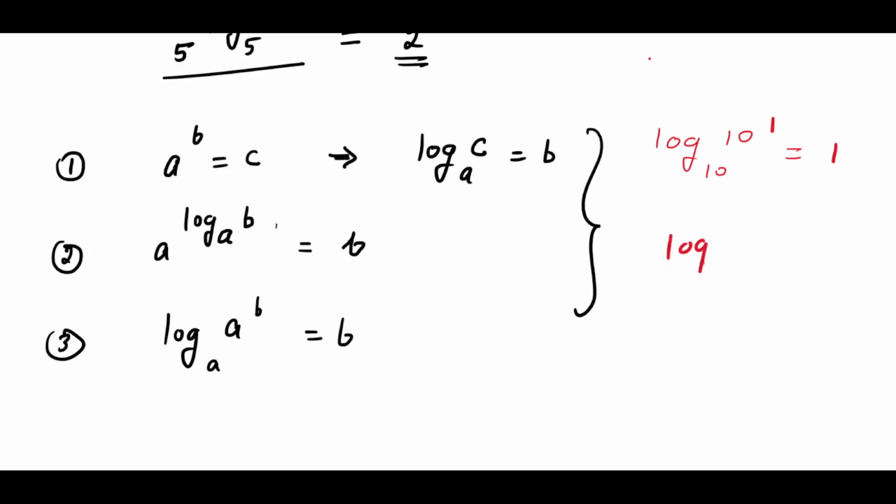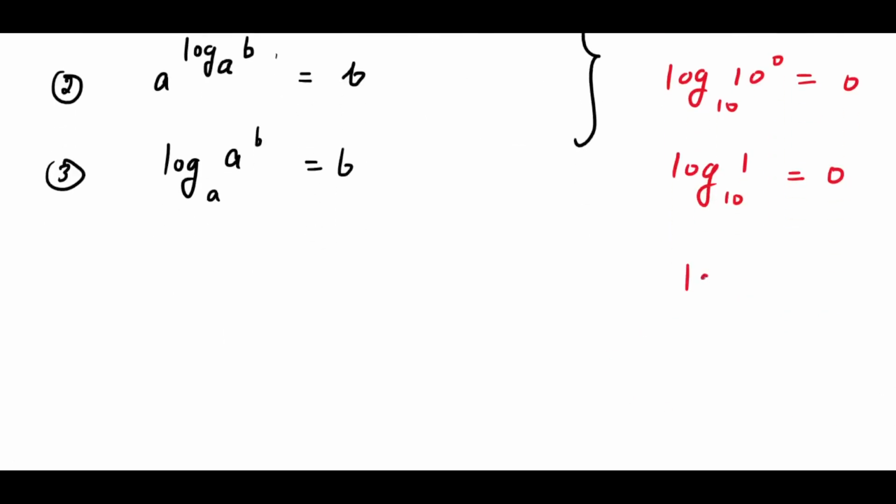Okay. What is log of 1 to the base 10? It's 0. Very good. Because 1 I can write as 10 power 0, and 10 power 0 is 1. So your log of 1 to the base 10 is going to be 0.